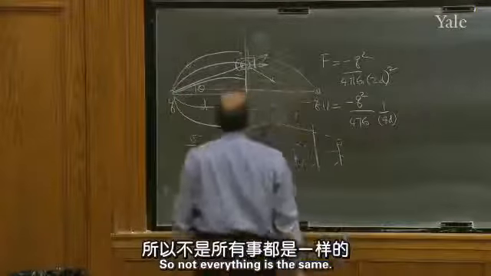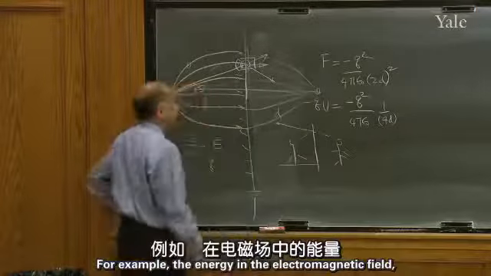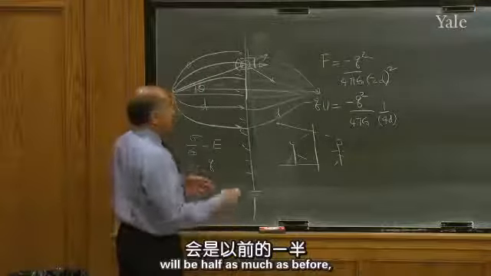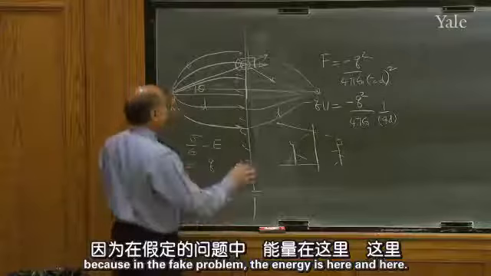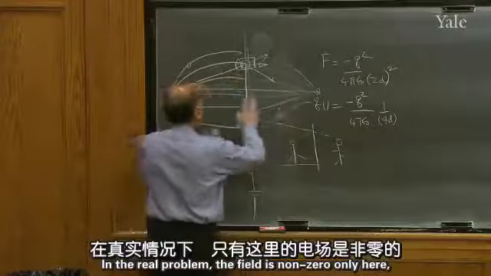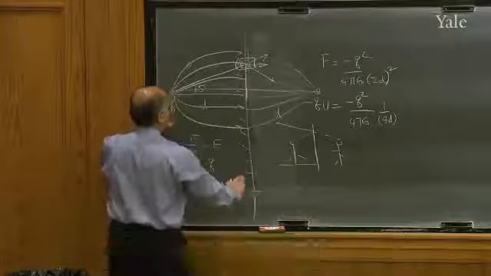So not everything is the same. For example, the energy in the electromagnetic field, which I'll tell you about later today, will be half as much as before, because in the fake problem, the energy is here and here. In the real problem, the field is non-zero only here, but 0 here.